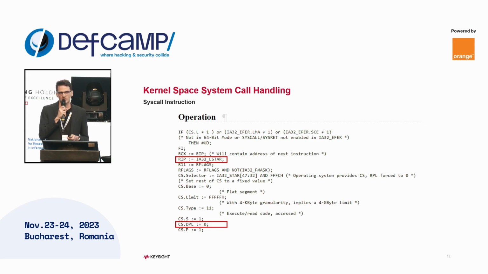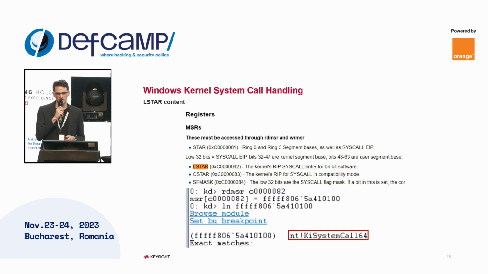There are two main things going on. First of all, the privilege level is set to 0, such that the kernel driver will have more access to the hardware. And second, the value of the instruction pointer is set to the value of the LSTAR register. The LSTAR register is the register which contains the generic system call handler. And if we take a closer look on a live Windows machine with a debugger, we'll see that inside the LSTAR register, we'll find the address of the KiSystemCall64 function.